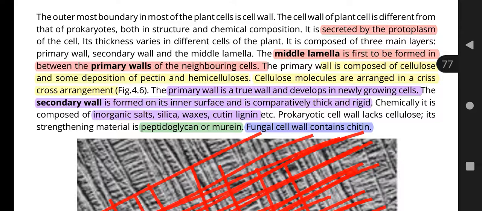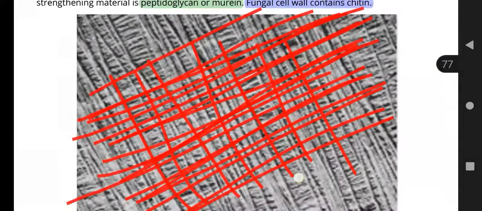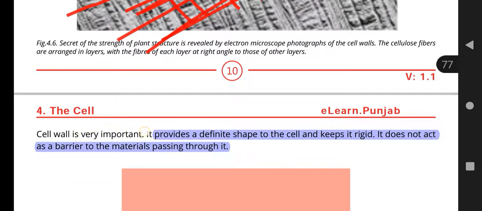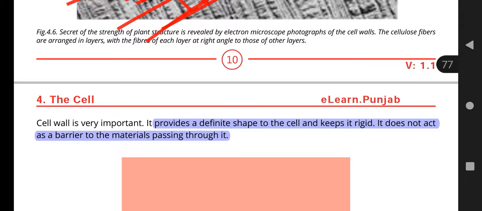And we can also mention one thing more, that the cell wall is non-permeable. It does not allow different materials to pass through it. So here we can see the cell wall is very important. It provides a definite shape to the cell and keeps it rigid. It does not act as a barrier to the material passing through it. Sorry, I previously said that it does not allow substances. Actually, it is freely permeable. Sorry for that. Freely permeable means it allows all substances to pass through it.